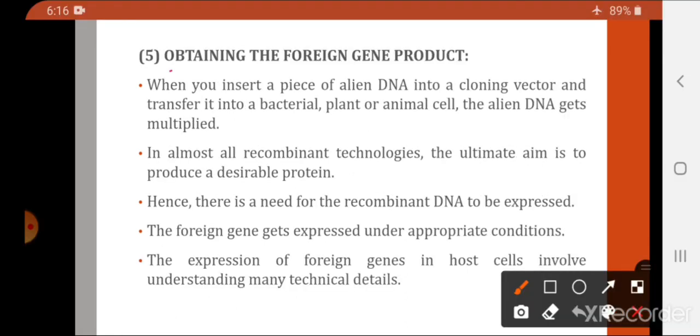The next step is obtaining the foreign gene product. Okay, for example, we put the insulin gene into a bacterial cell.